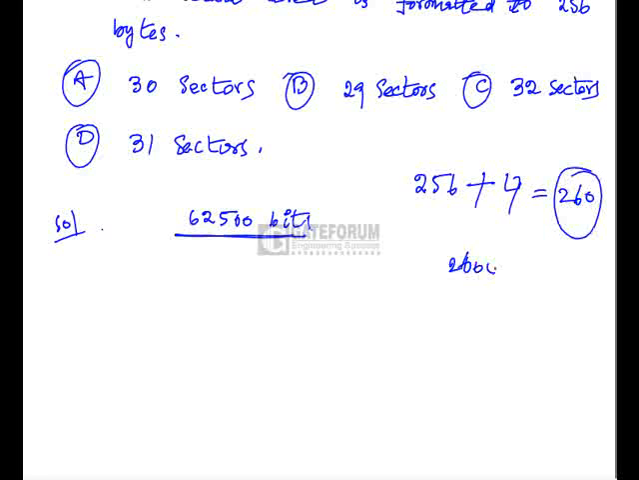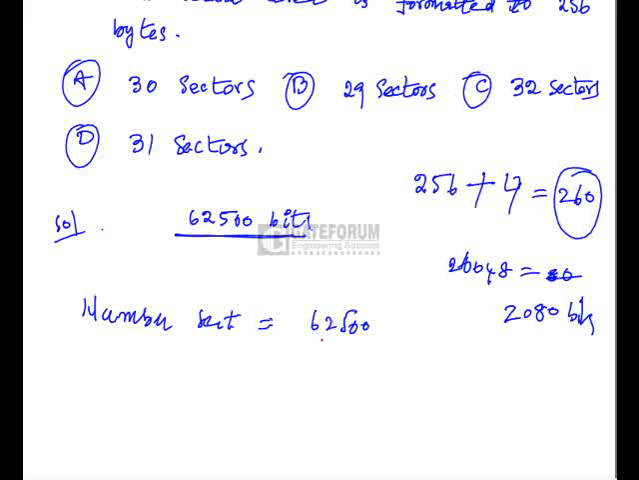260 bytes means 260 into 8, which is 2080 bits, because the track capacity is given in bits. So the number of sectors is equal to 62,500 divided by 2080 bits for each sector. So it will be 30.04. That means only 30 sectors are possible. The 31st sector we cannot have. That's why option A is the right option here.